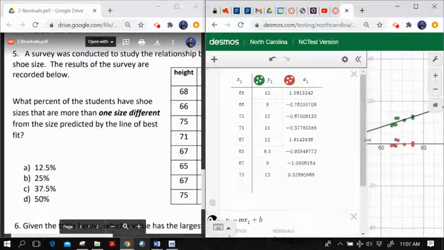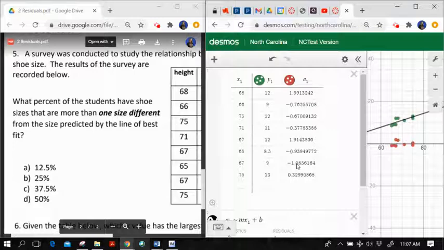Okay, so this is 1.59. So that's less than 1, less than 1. Remember, I'm ignoring the negative signs. Less than 1, oh, that's greater than 1. Less than 1, greater than 1, less than 1. So I counted 3 students who had residuals greater than 1: 1.59, 1.91, and negative 1.08.